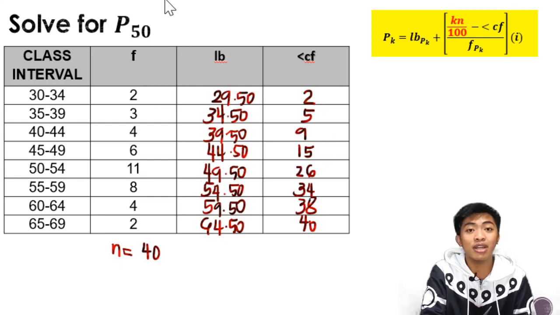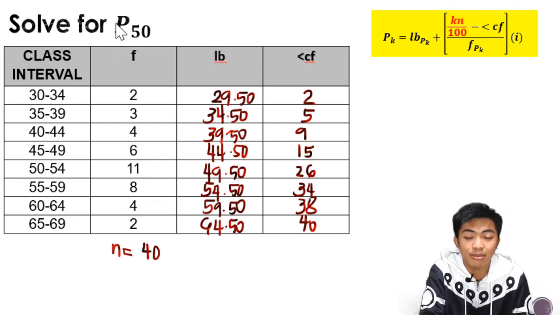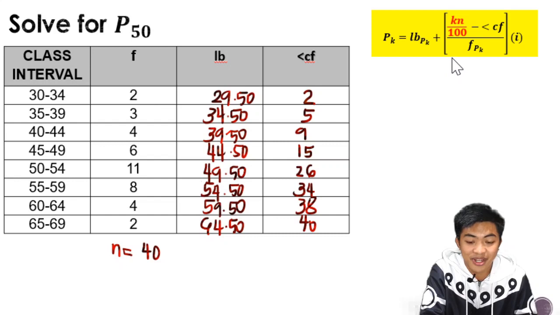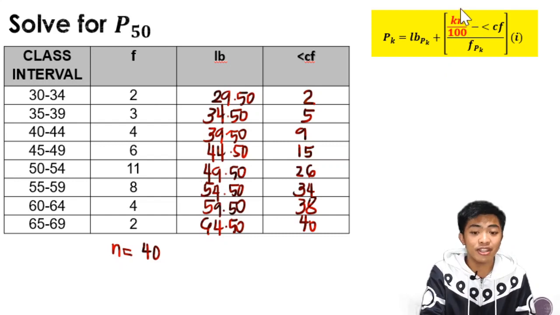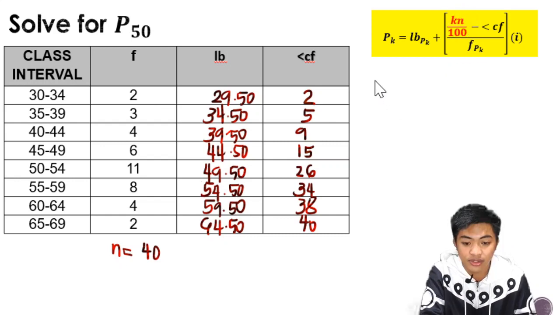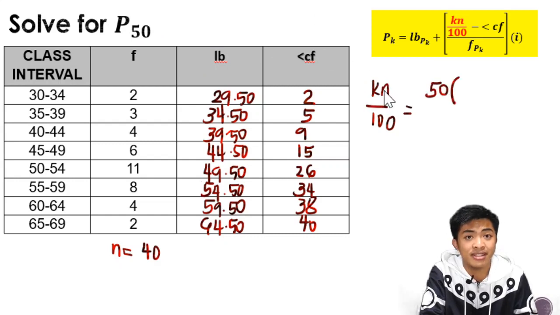Sabi ko kanina, kung may median class, meron tayong percentile class. But since we're looking for the 50th percentile, you have to look for the class interval kung saan nakalocate yung 50th percentile. So malalaman natin yon by using this part of the formula. So Kn over 100. Okay, so solve natin to. I-substitute natin si 50 in place of K. Kung ano man yung subscript, yun yung isa-substitute natin in place of K. N naman, that is the total number of data in the data set.